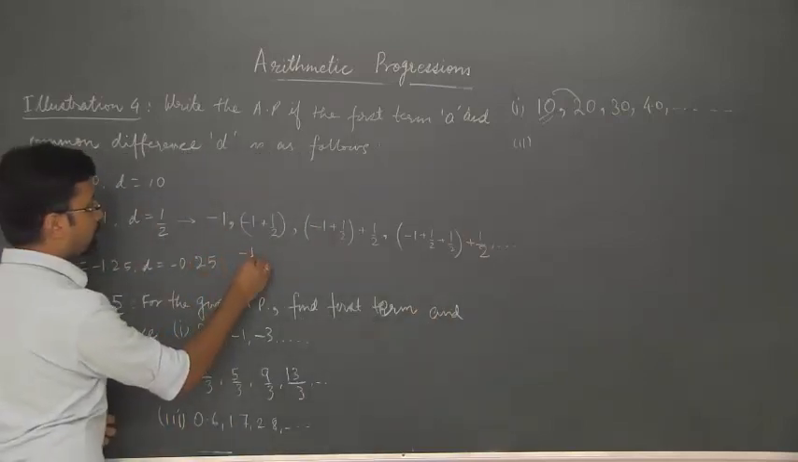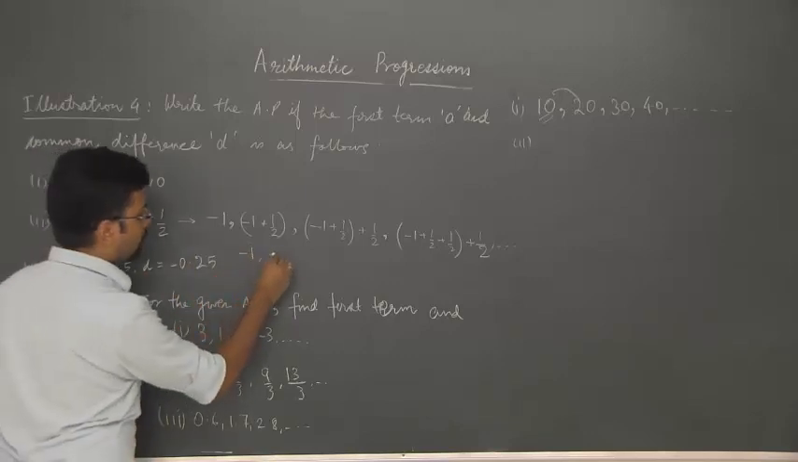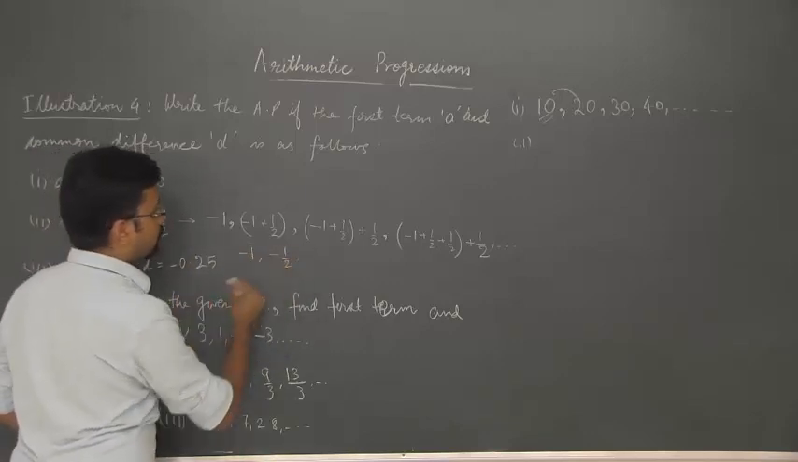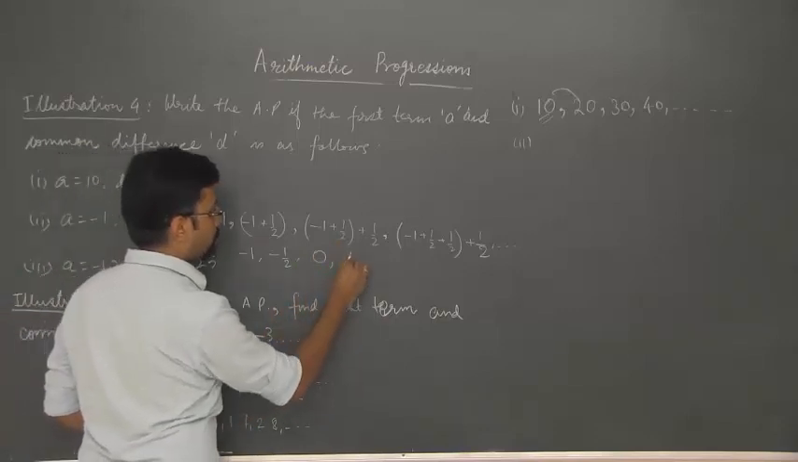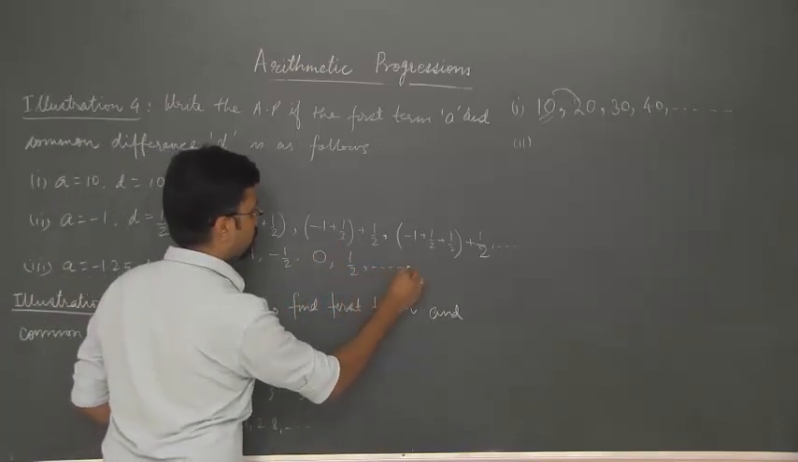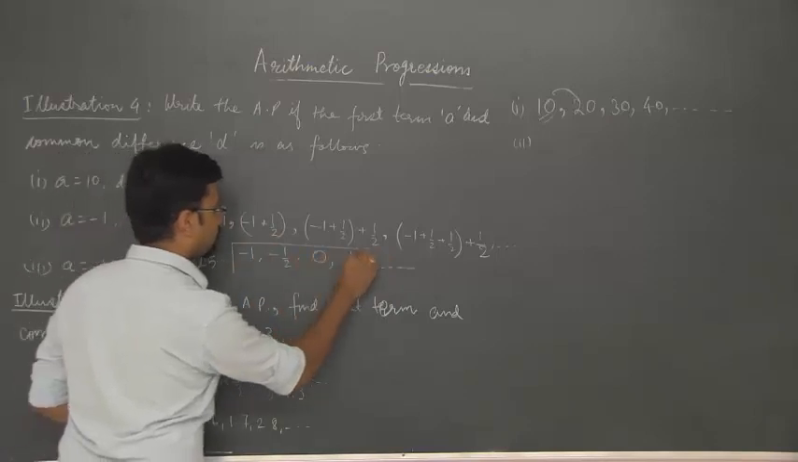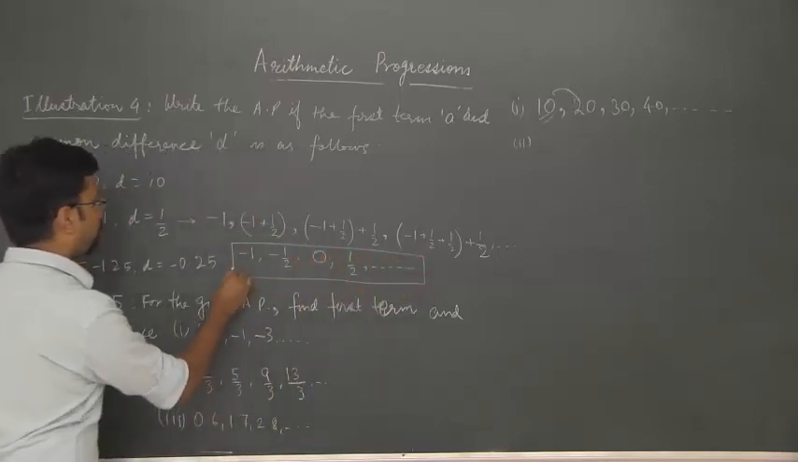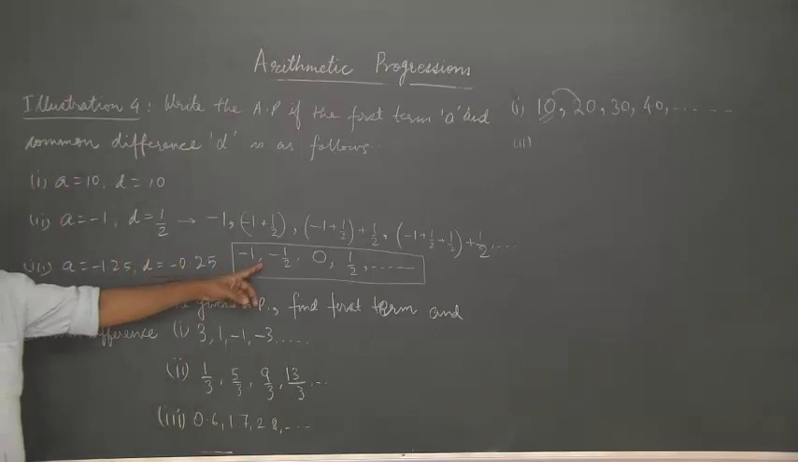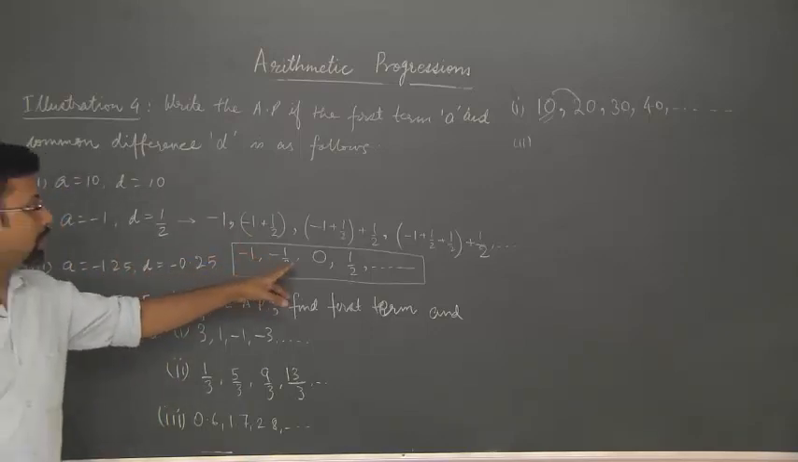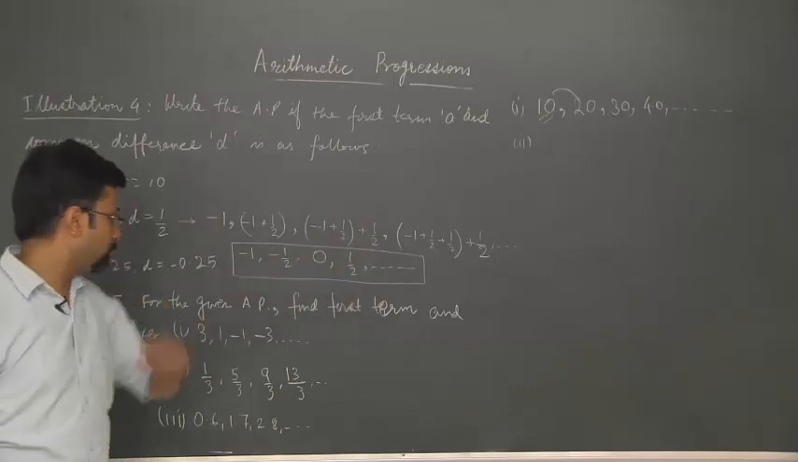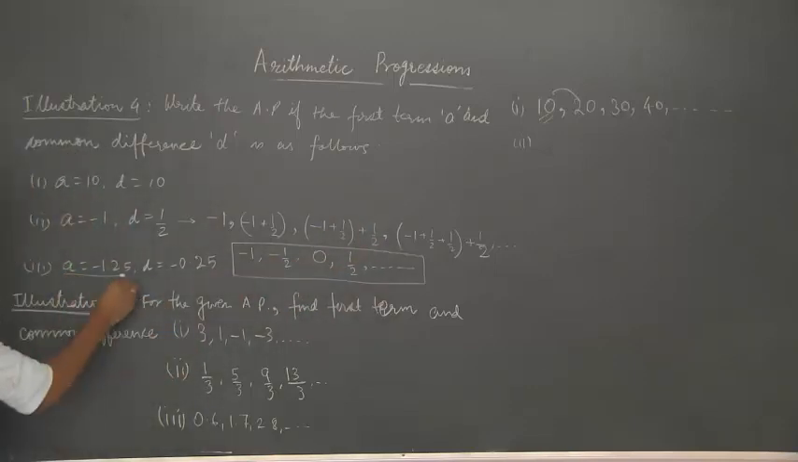The first one will be minus 1, second would be minus half, then this would be 0, this would be half and so on. So for the given first term and common difference, the arithmetic progression would be as follows: minus 1, minus half, 0, half and so on and so forth. Similarly, we can write for this.